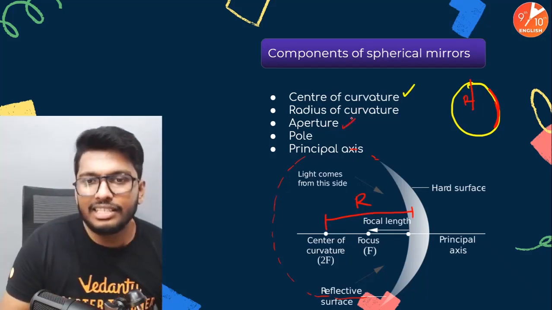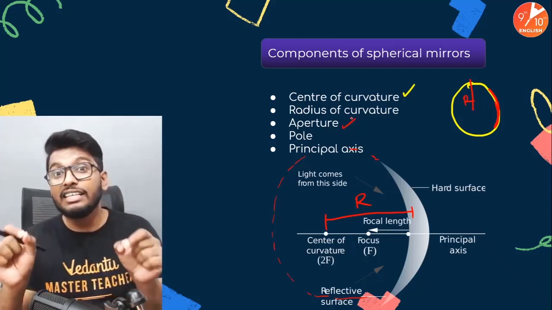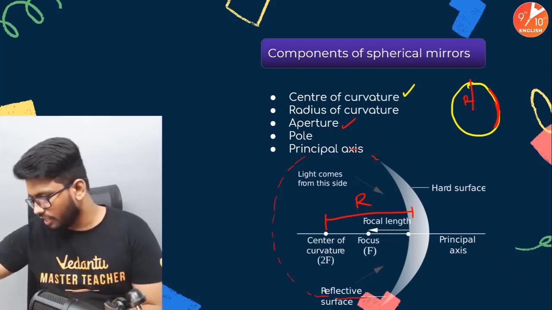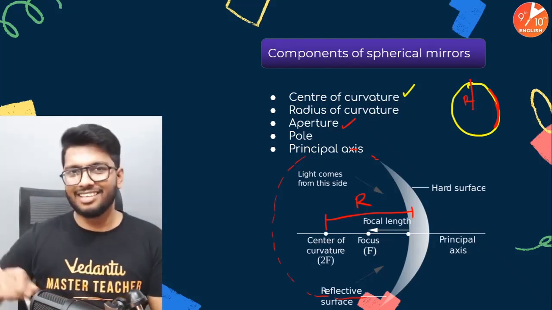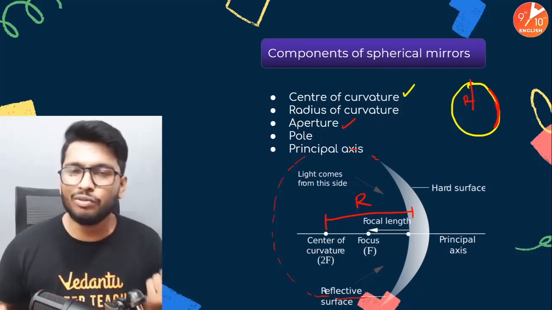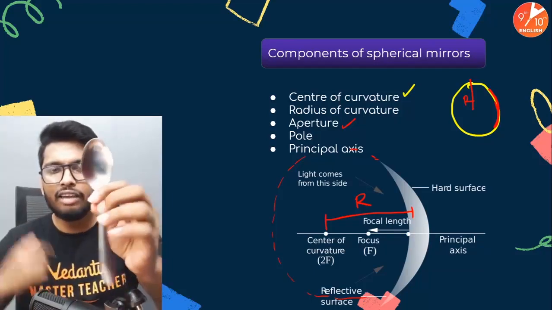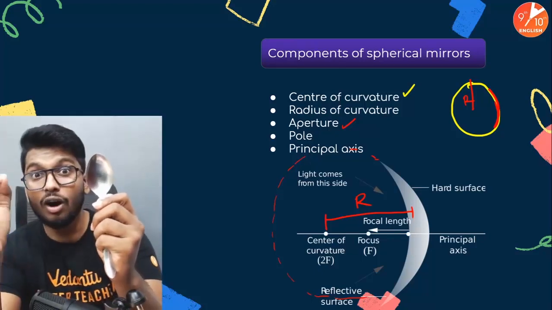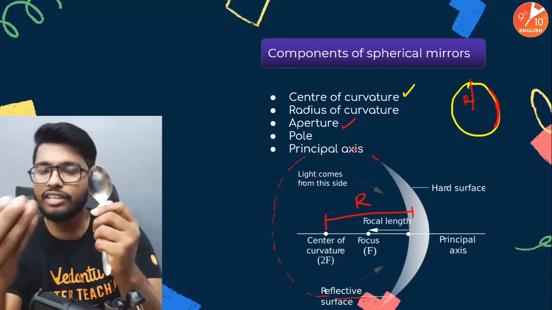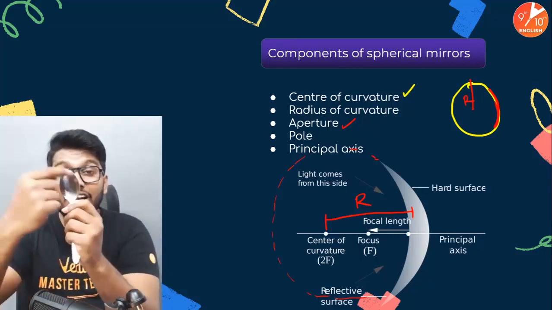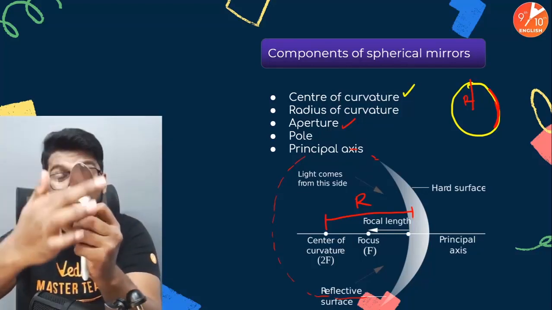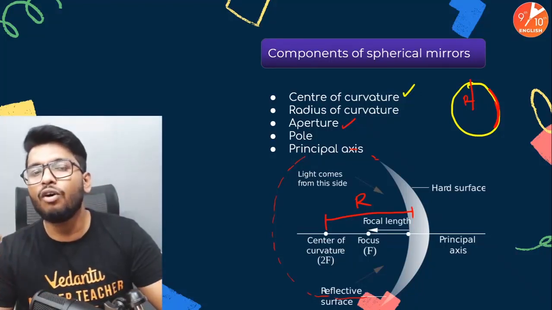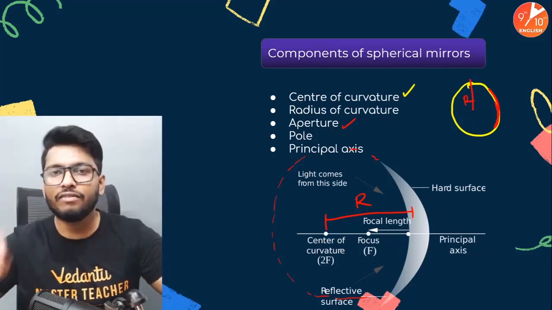Aperture is nothing but, guys, the entire reflecting surface. Just to give you an example, I think I must be having a spoon somewhere over here. Yes, because I've explained this so many times that I have to carry a spoon with me now. Look at this. If you look very carefully, you can see that images form from every single corner. Light is falling and getting reflected and forming an image. So the entire reflecting surface, be it concave or convex, is called the aperture of the mirror.